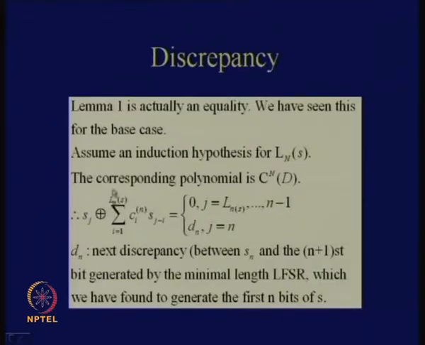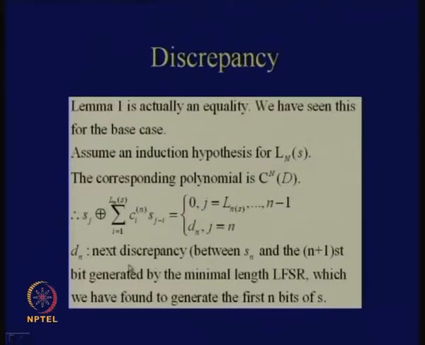So, the corresponding polynomial is in this case Cn(D), and this is the phenomenon which occurs when you need an update. So, when do you need an update? When this Sj XOR with what you actually obtain back, this is what you want and this is what you obtain. If you take an XOR, you get 0 for all the cases till n minus 1, but for j equal to n you get a non-zero value. So, you get a 1 here. This dn is called the next discrepancy, and you need an update only when dn is equal to 1.